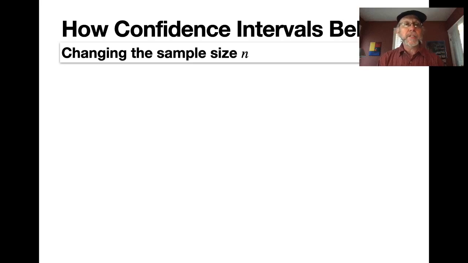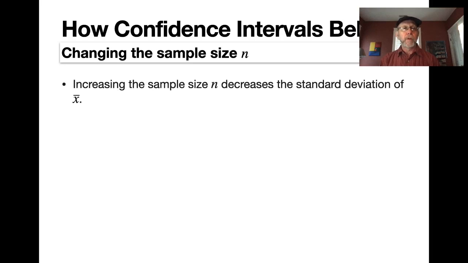Now let's think a little bit about the sample size n. How does changing the sample size change the confidence interval? Well, we know that increasing the sample size decreases the standard deviation of x bar, right? Because the standard deviation of x bar is sigma divided by the square root of the sample size. So if you increase n, you increase that denominator, the amount you're dividing by, and therefore the result of the division gets smaller.